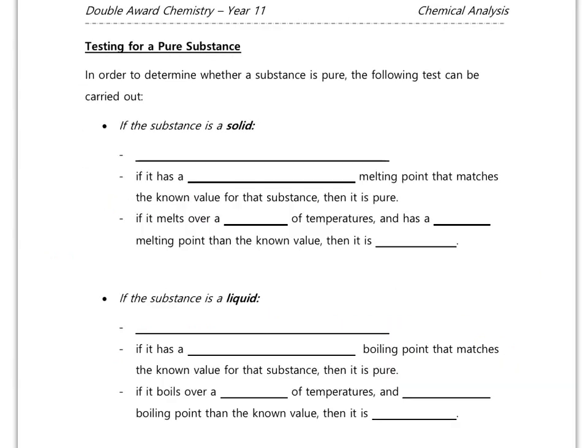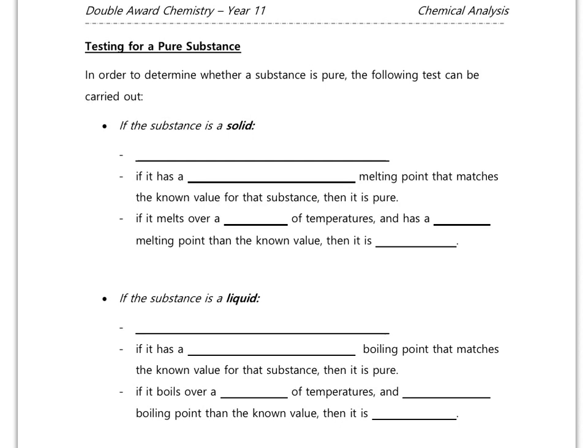So you could be asked in an exam how to test a substance to see whether it is pure, and this has been a question a couple of times since the specification changed a couple of years ago, so it is quite a common question to be asked, so make sure that you're familiar with this. So the first thing you need to do is look out in the question to see whether your substance is a solid or whether it is a liquid, because that determines what you do.